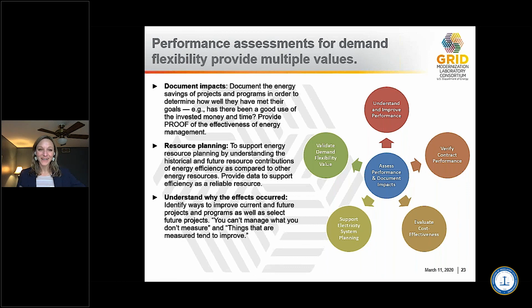As shown in this graphic on the right side of the slide, for utilities and regional grid operators, assessments can document performance with the degree of confidence that they require to treat load flexibility as a reliable resource. And assessments are critical to improving demand flexibility performance, supporting resource potential studies and electricity system planning, and evaluating the cost effectiveness of demand flexibility compared to other options to meet generation and T&D needs. Slide 24, please.